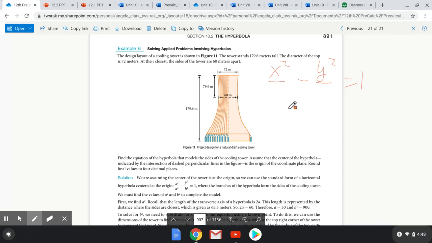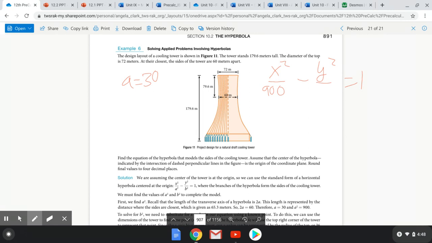a is always going to be the distance from the center to a vertex. We were already given that the transverse axis is 60 meters long. We know that a is half the transverse axis, so a is going to be 30. I'm going to write that over here. So a squared, if a is 30, a squared is what's going to go under the x. 30 squared is 900. So under the x, we're going to have 900.